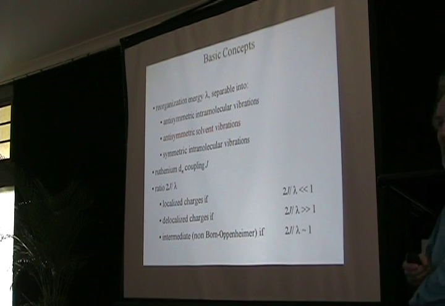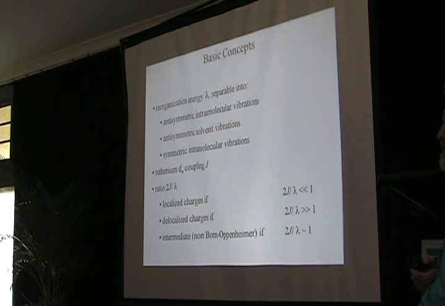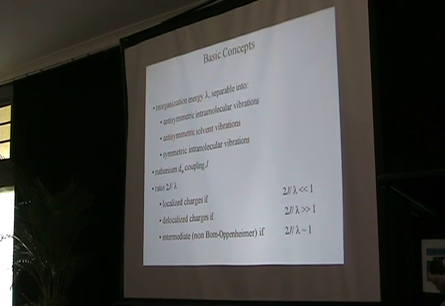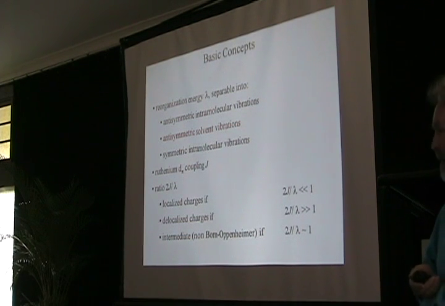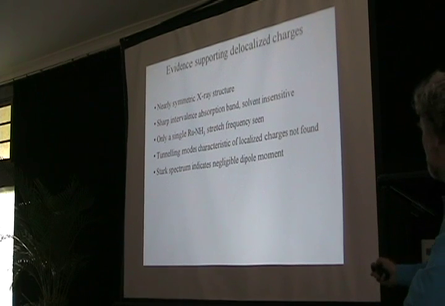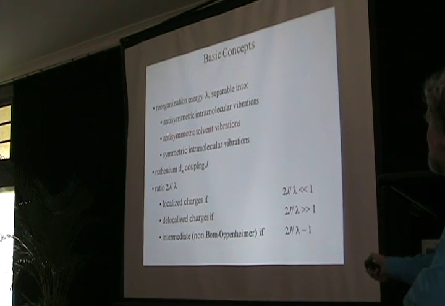To understand the question, there are a few basic concepts. I think most people here are probably familiar with them. The reorganization energy lambda is the key one. That's how much energy is lost when you go from one form to the other. And that can be manifest in three different ways, of which the only way I'm going to talk about in this seminar is the antisymmetric solvent vibrations.